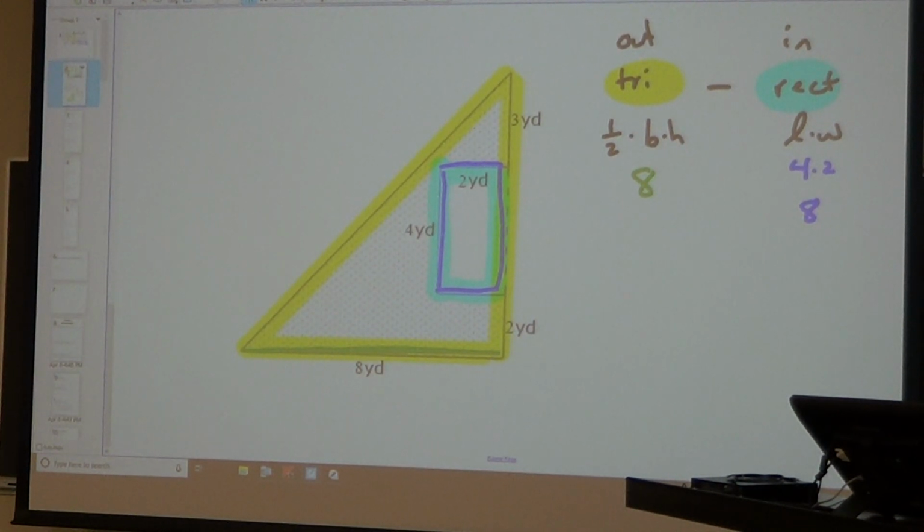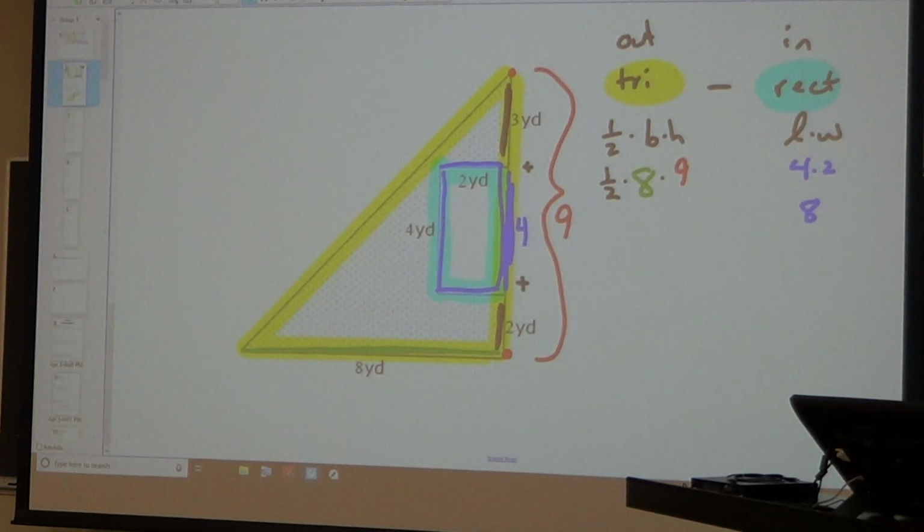The height of my triangle goes from here to here. That's right, it's 9. So this piece is 3, this piece is 2, and this piece is 4. So you've got the 3 at the top, the 2 at the bottom, and the 4 in the middle. So those all add up to 9.